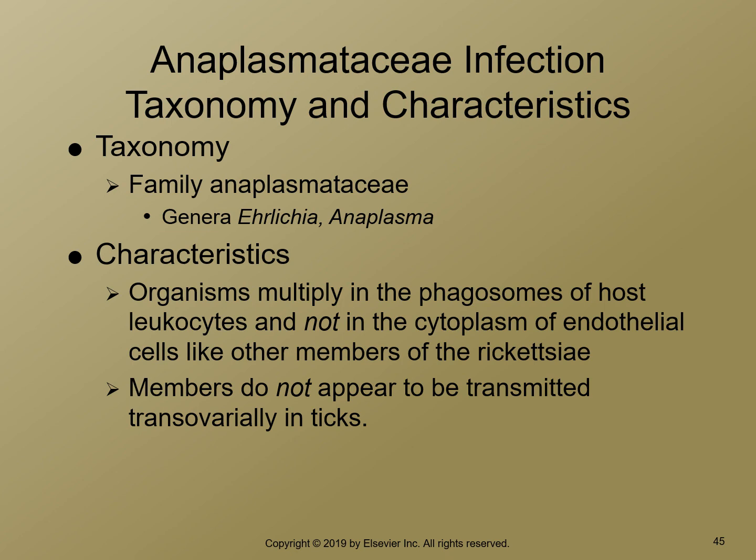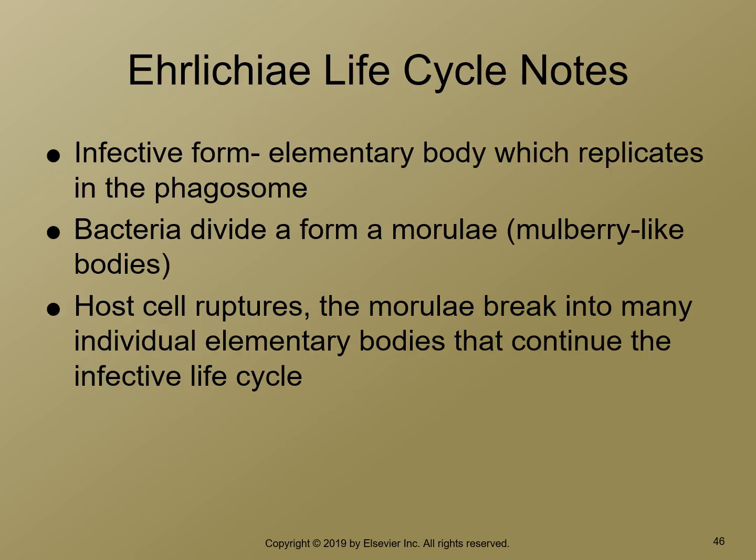Ehrlichia, similar to chlamydia, possess an infective form known as the elementary body, which replicates in the phagosome. The infective form of Ehrlichia divides to form a morula, which is a mulberry-like body that can be observed in the cells microscopically. The host cell ruptures as an effect, and the morulae break into many individual elementary bodies that continue the infective cycle.